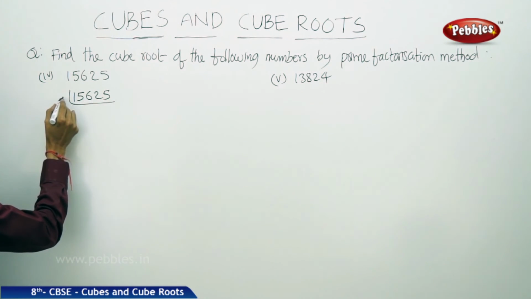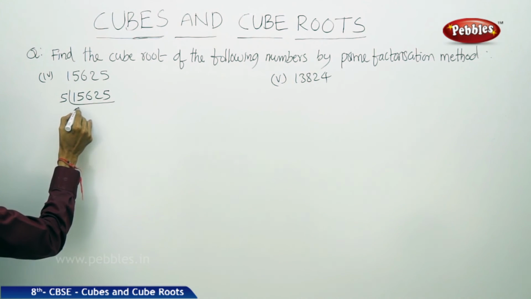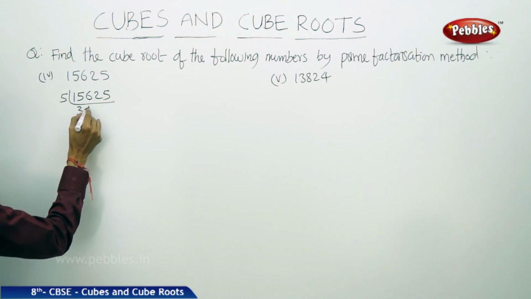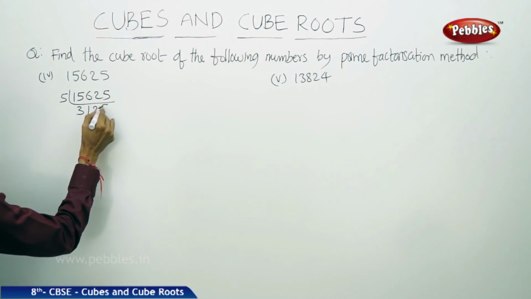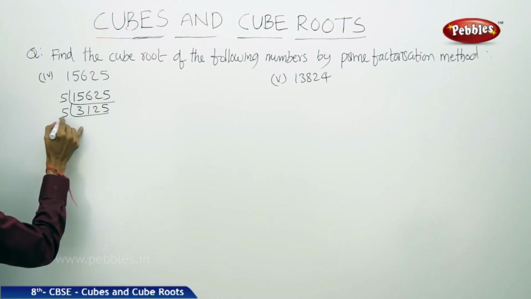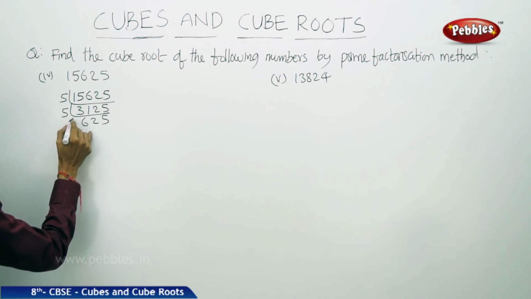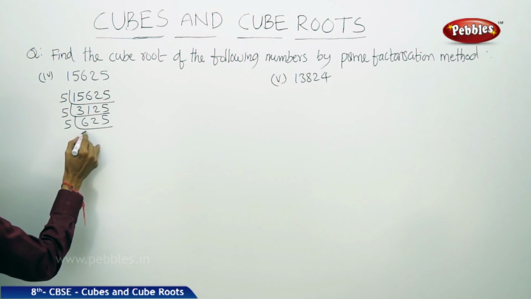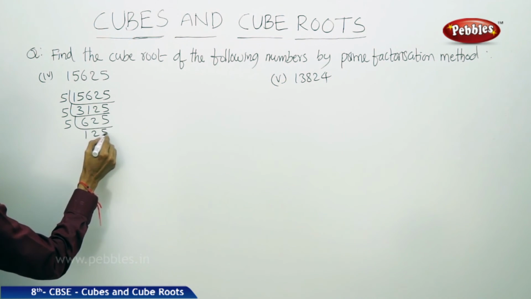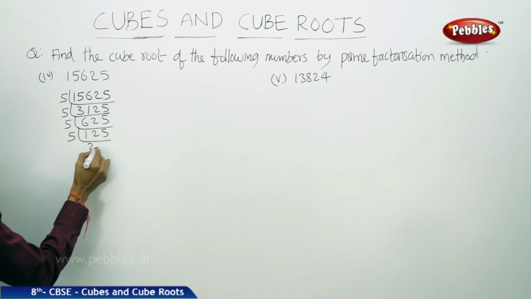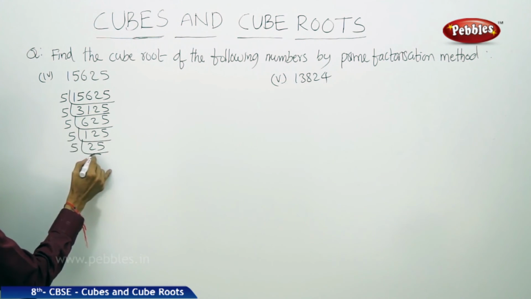So it is divisible by 5. 5 3's are 15, 5 1's are 5, 5 2's are 10, 5 5's are 25, 5 6's are 30. 5 2's are 10, 5 5's are 25. Next, 5 25's are, 5 5's are.